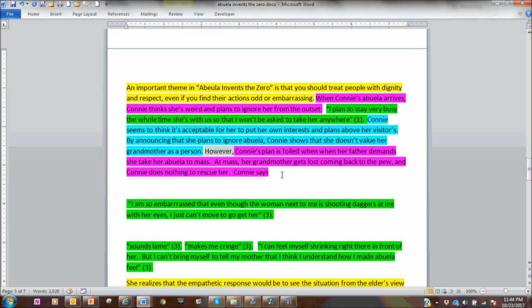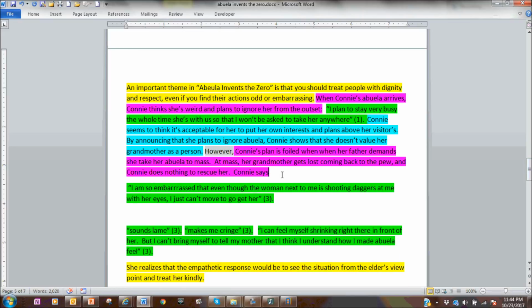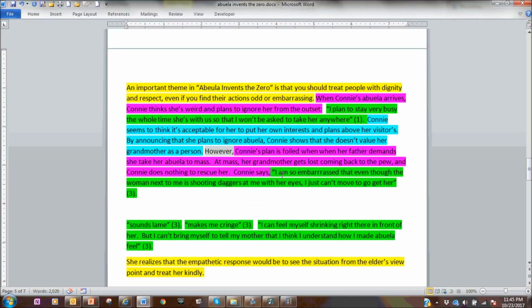Now, my next quote is a full sentence, and I know that I can't just plop that quotation into my paragraph. So I'm going to have this dialogue tag first. "Connie says," comma, and then I'm going to have the quote from the text that Connie actually said. "I'm so embarrassed that even though the woman next to me is shooting daggers at me with her eyes, I just can't move to go get her."